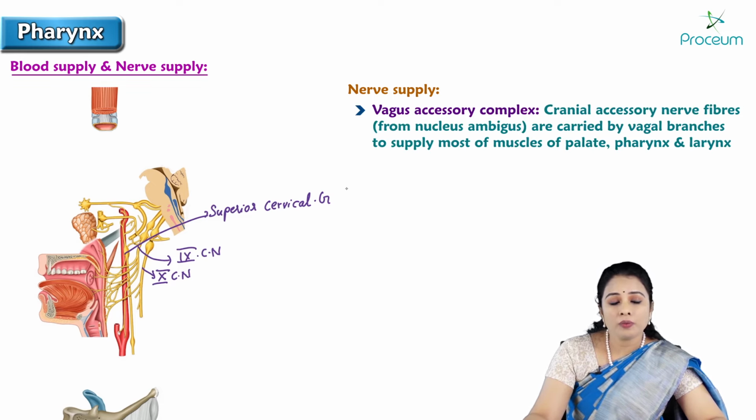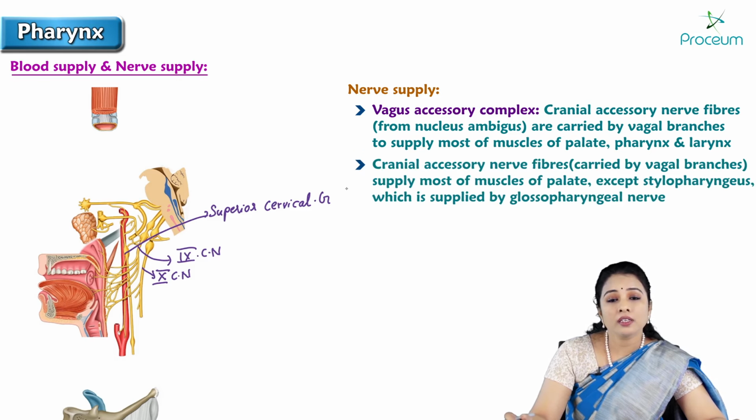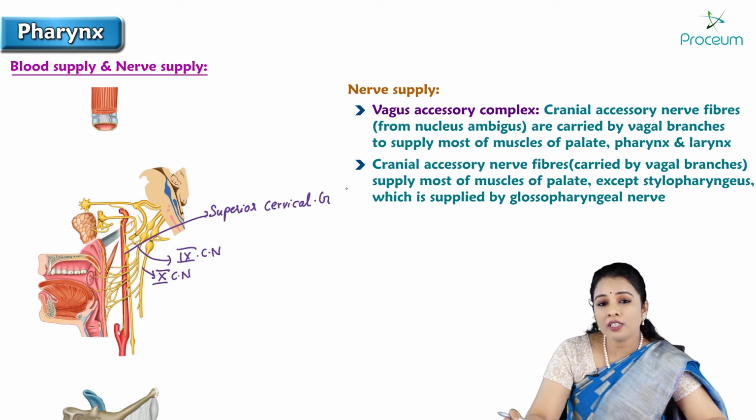And vagus accessory complex means the complex formed between the 10th cranial vagus and 11th cranial spinal accessory. So, the cranial accessory nerve fibers from the nucleus ambiguus are carried by vagal branches to supply most of the muscles of palate, pharynx and larynx. Then cranial accessory fibers carried by the vagal branches supply most of the muscles of palate except stylopharyngeus, which is supplied by glossopharyngeal nerve. So, stylopharyngeus is the only muscle supplied by 9th cranial glossopharyngeal nerve. Rest of all the muscles are supplied by vagal and accessory nerves, that is vagus accessory complex.